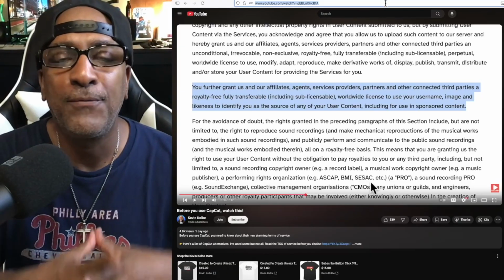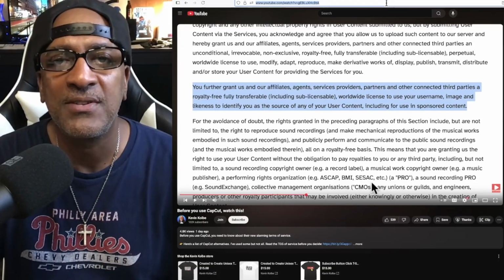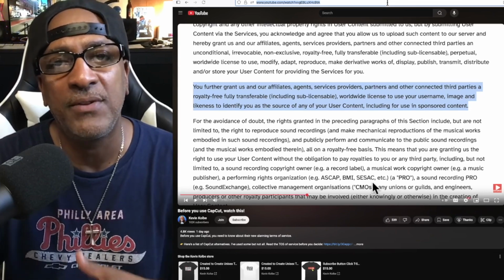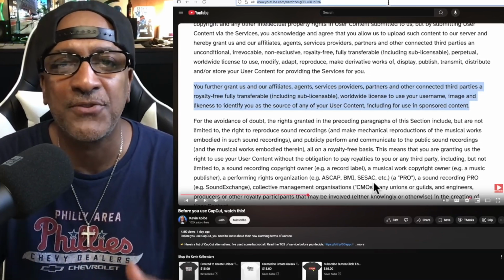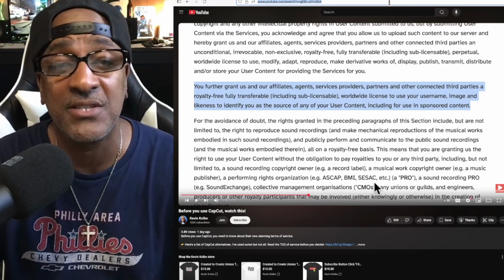So if you're an influencer on social media using TikTok, ByteDance, or even if you're using CapCut, the terms of service has just changed, and it's changing for the worse.